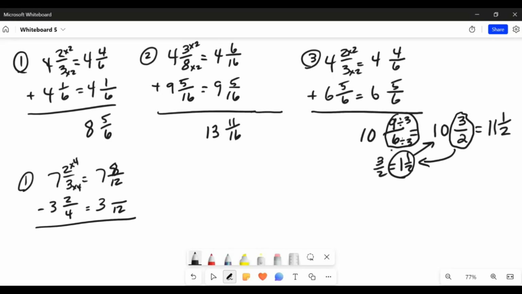Okay. On the bottom, we took 4, turned it into 12, so you multiply by 3. If you do that on the bottom, you must do that on the top. 2 times 3 is 6.